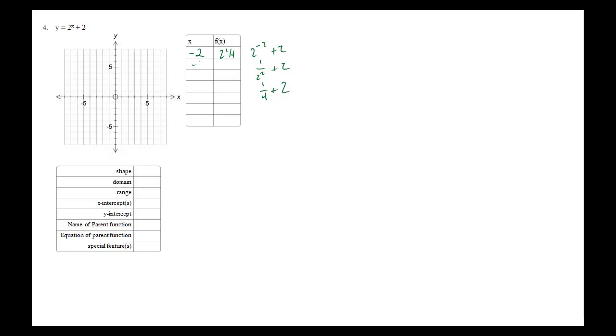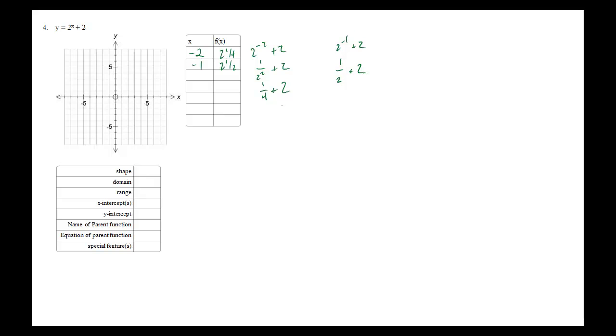And then we put in negative 1. And so I go 2 to the negative 1 plus 2. Right? I'm just doing this equation right here, and I'm putting those numbers in for x. 2 to the negative 1 is 1 over 2 to the first, which is just that. And 2 plus 1/2 is 2 1/2.